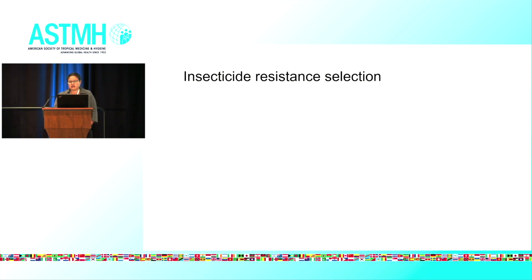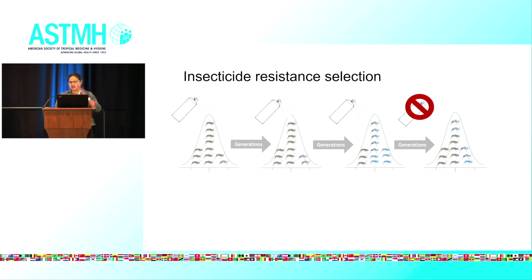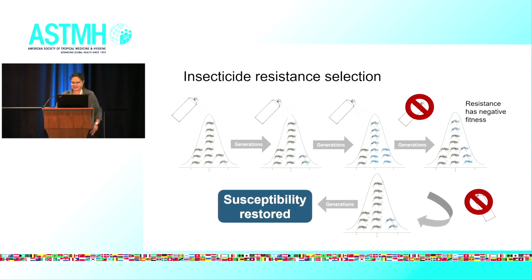The general model of insecticide resistance selection is that very few individuals in the population carry traits that make them survive in the presence of insecticides. Over many generations, the frequency of these individuals will increase in the population. Then there's an assumption in insecticide resistance management that in the absence of the insecticide, the resistant phenotype has negative fitness. So over time and many generations, the susceptible individuals will be restored in the population and we will get susceptibility back. At least that's the main idea.